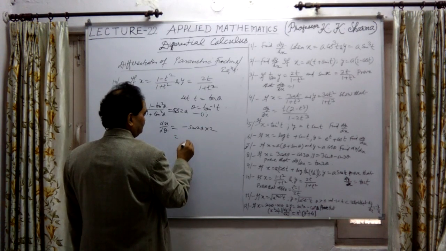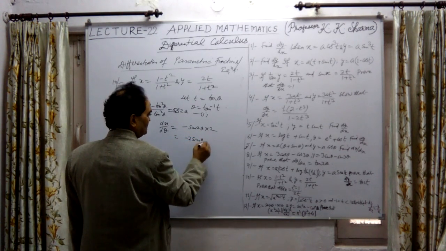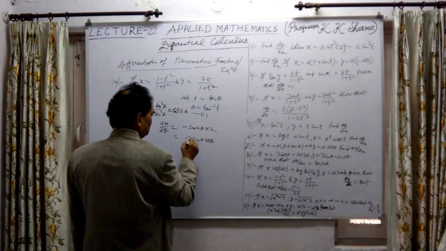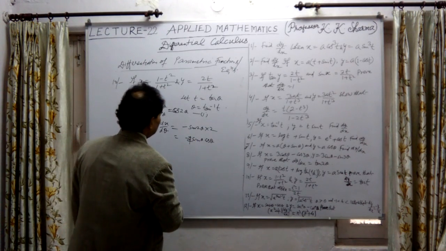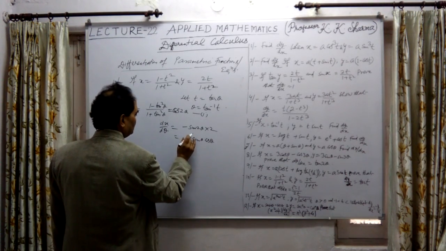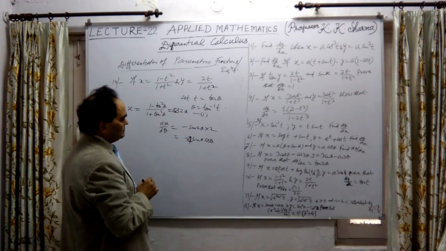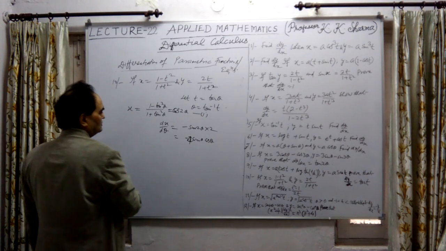Okay, so this is minus 2 sine theta into cos theta into 2. That means 4. Minus 4 sine theta cos theta. Okay, let me reach up to this point. Final answer, what will be there? That can be substituted, then we will divide them.